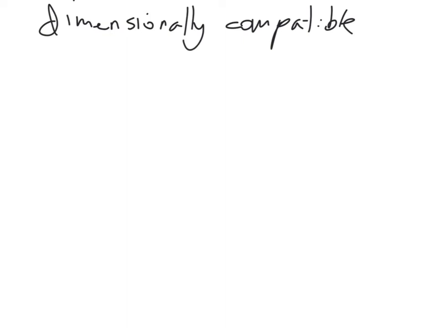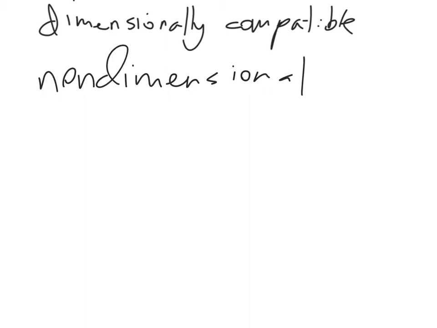In general, we have two options for an equation. That equation is either dimensionally compatible, meaning that every single term in the equation has the same dimensions, or that equation is non-dimensional, meaning that every single term in the equation is dimensionless. There are equations that disobey this general rule of dimensional compatibility, but we're not going to encounter them in this class.